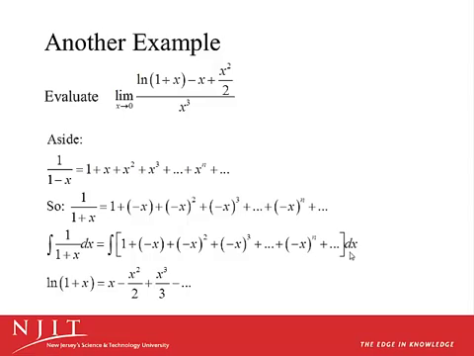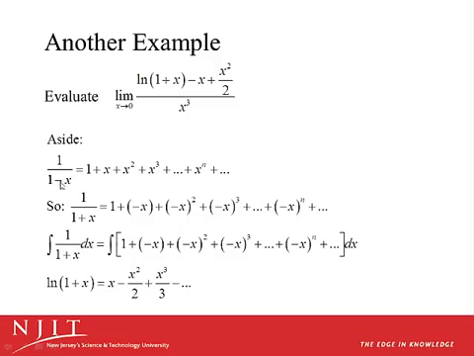Let's consider another example. If we want to evaluate a limit, in this case the limit as x goes to 0 of the natural log of 1 plus x minus x plus x squared over 2, all over x cubed, well, there are a couple of ways to do it. Let's consider using power series and Taylor series in order to solve this problem. We can recall that one of the series that we know, or should know, the expansion for is 1 over 1 minus x, which is 1 plus x plus x squared plus x cubed plus dot, dot, dot.